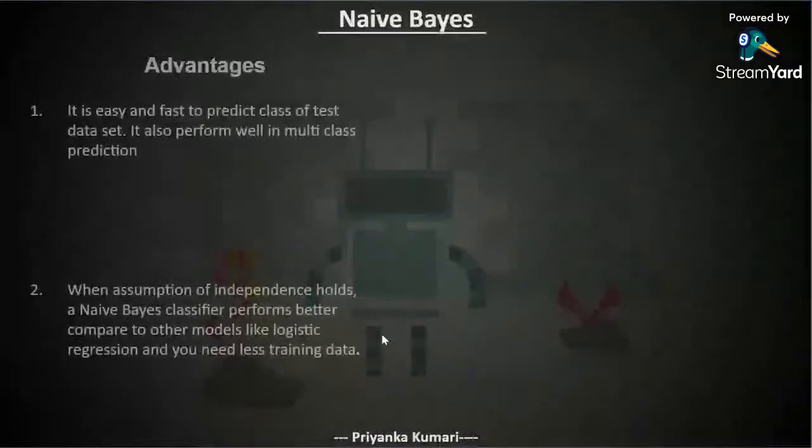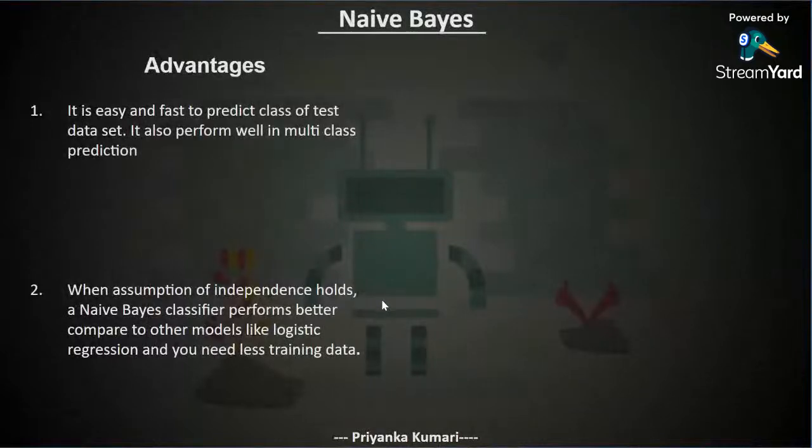Then let us have a look at the advantages and the disadvantages of the naive Bayes algorithm. The first advantage is that the naive Bayes algorithm is easy and fast to predict the class of the test data set. Let us take a scenario where you are working in a company and your project leader has given you a data set, and you need to make a model as fast as you can with the best accuracy score.